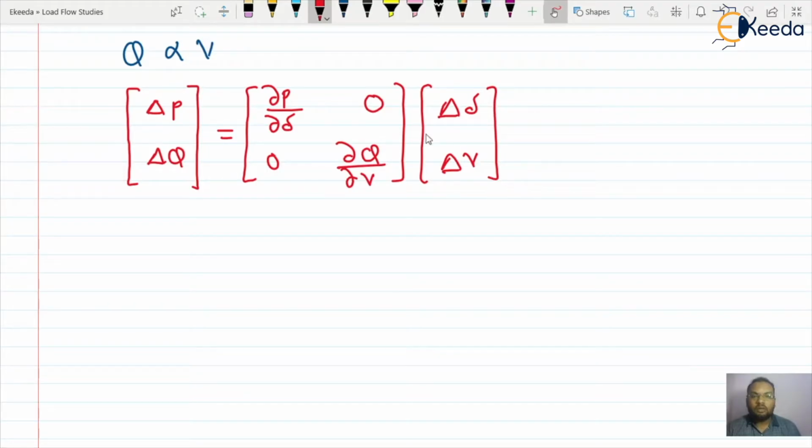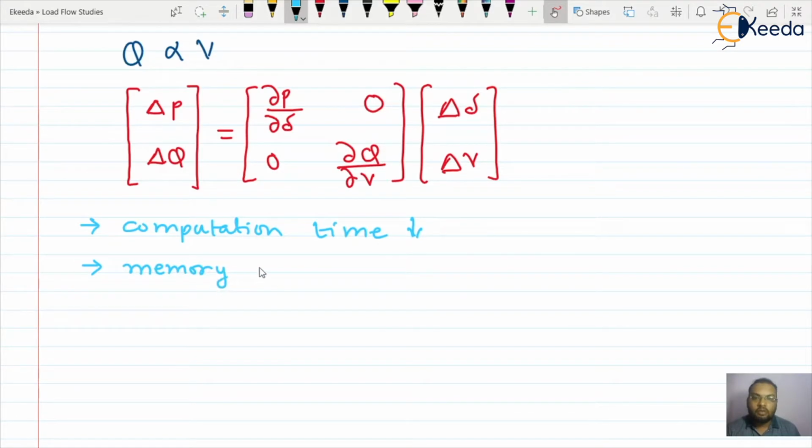So now you see here what we did when I use this concept. The number of elements in the Jacobian matrix are reduced. Straight away it is reduced by 50%. So it will help me to reduce the computation time. So if I go with this method, what will happen? The first thing, computation time will reduce. Second thing, memory requirement, which was the problem in the Newton-Raphson method, will also go down.